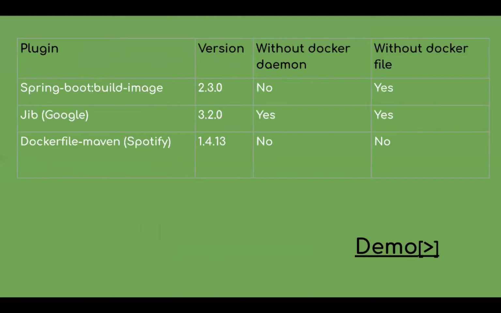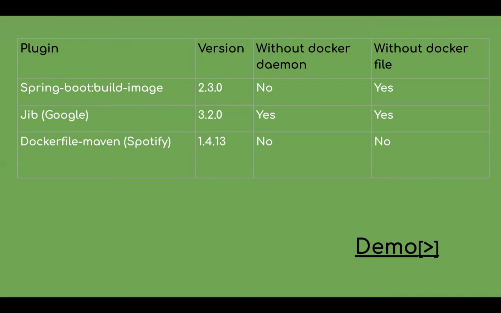Overall, the Spring Boot build-image goal requires a Docker daemon instance to be up and running, but a Dockerfile is not required. The Jib Google plugin does not require a Dockerfile, and it does not require a Docker daemon instance either. And the Dockerfile Maven Spotify plugin requires both a Dockerfile and a Docker daemon instance up and running wherever you are going to build the image using this plugin.